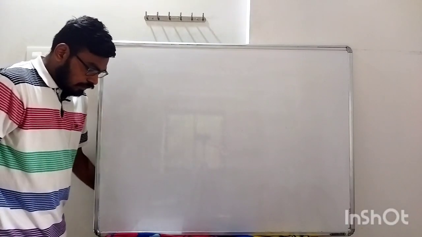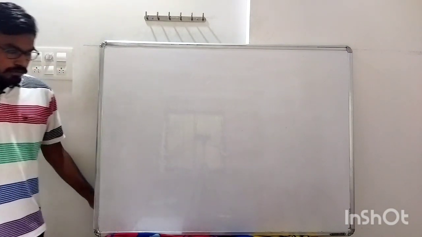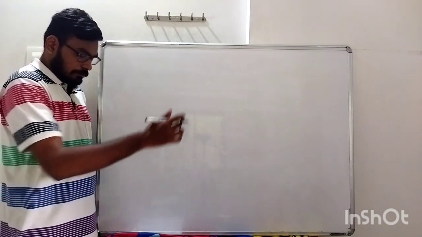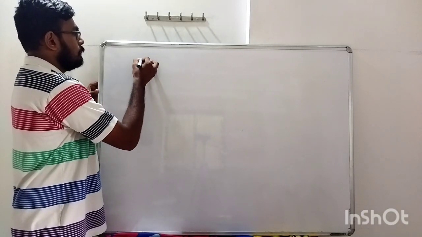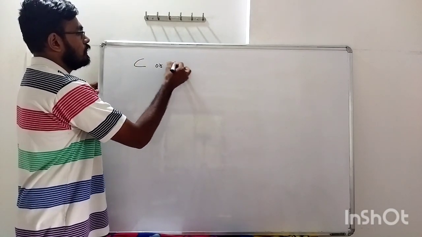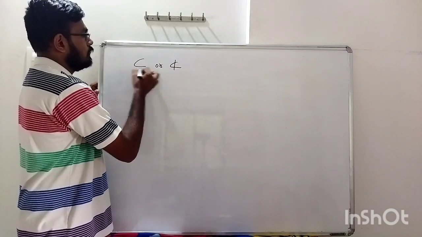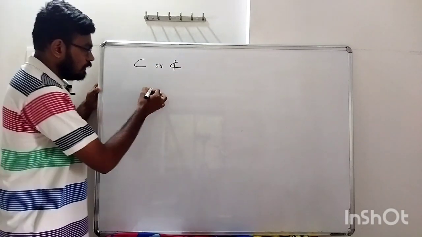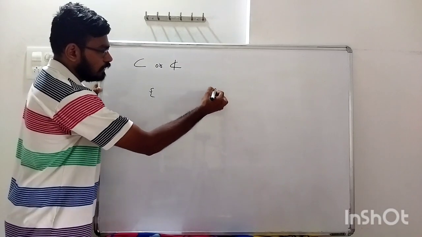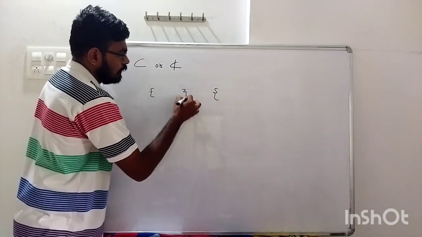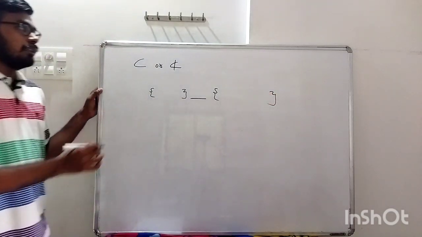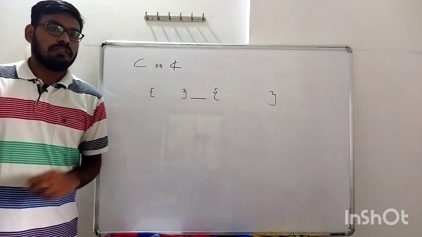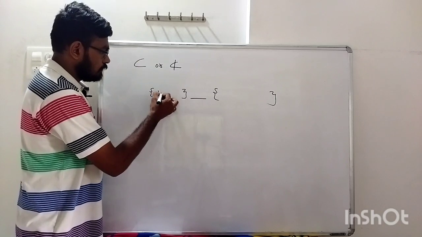Next, let's do some more examples like this. You have to put just this or this symbol in the blank spaces. I'll write one set here, and another set there, and I'll leave this place blank and you have to put this or this symbol. Okay, first one.